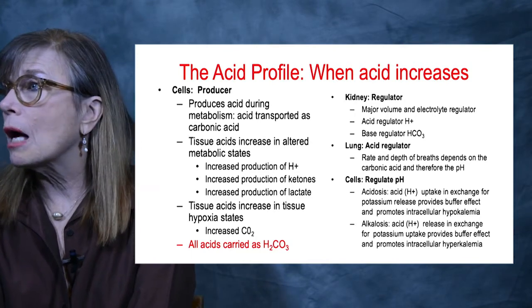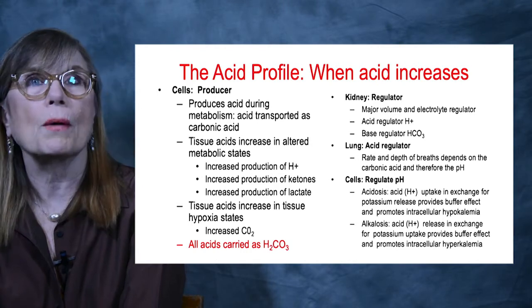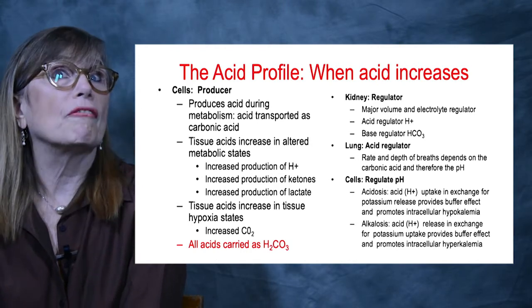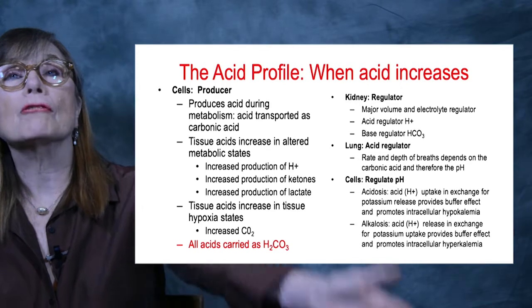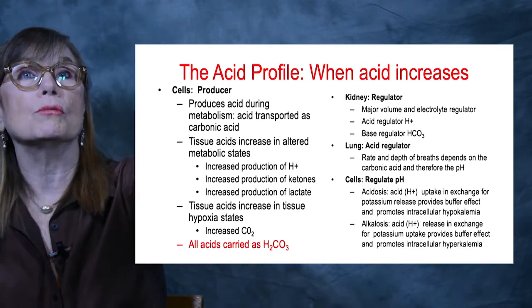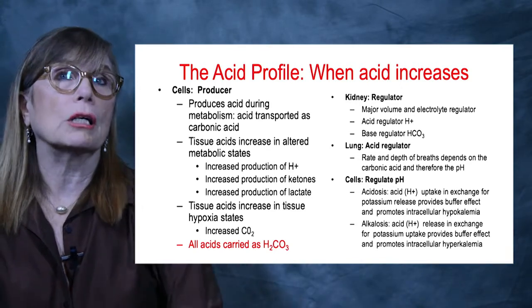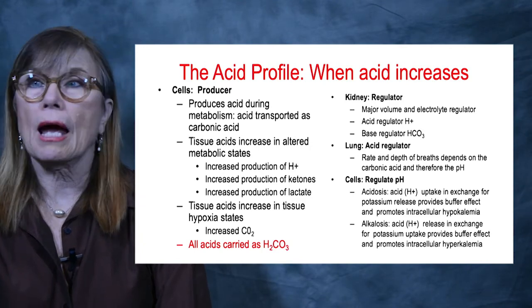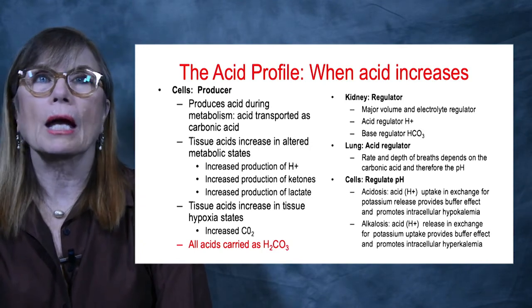Now, nowhere is that more evident than it is in a person who has DKA, who has profound ketoacidosis. Hydrogen goes into the cell, potassium comes out of the cell, and when we first look at that patient, they actually have significant and profound hyperkalemia.